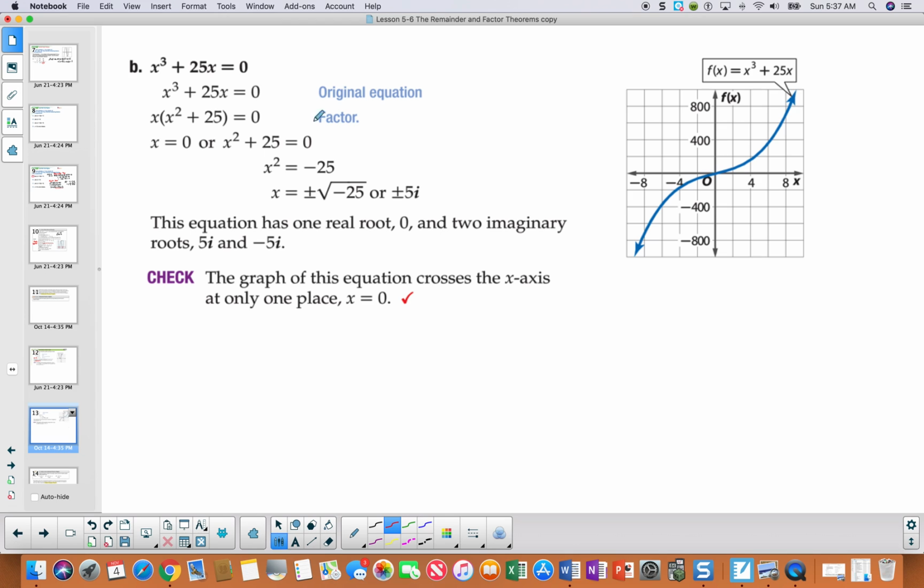Let's take a look at this problem. Notice that it's a cubic. And let's go ahead and use GCF. Take the x out. And then we're going to go ahead and solve for this one. And we're going to get some imaginary numbers. And let's see how many we have. We have 0, 5i, and -5i. And we have a third degree, and we have 3 roots.